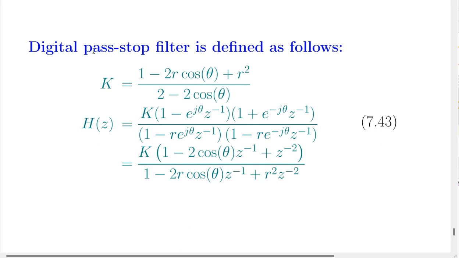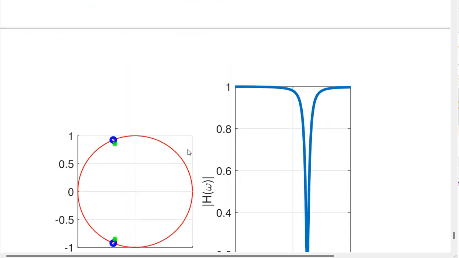The digital band stop filter is defined as follows, just the last line. H of z will be equal to K times (1 minus 2 cosine of theta times z to the power of minus 1 plus z to the power of minus 2), over 1 minus 2r cosine of theta times z to the power of minus 1 plus r to the power of 2 times z to the power of minus 2.